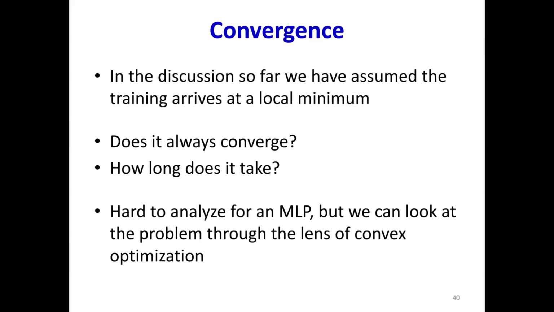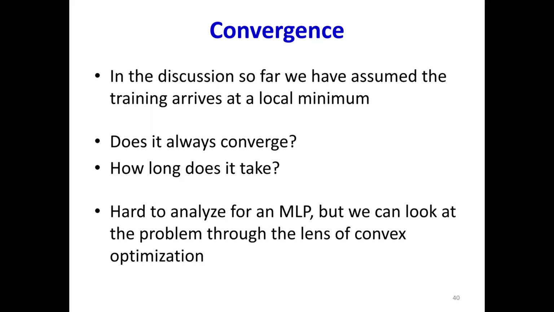So let's take a look at what kinds of things can happen. So far we've assumed that training arrives at a local minimum. Does it even arrive at a local minimum? Let's ask that question first. Does it converge? And if it converges, how long will it take?